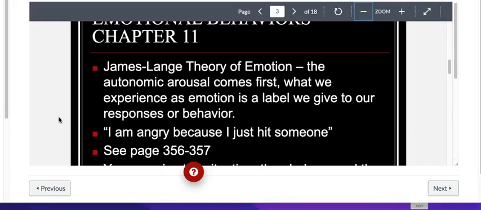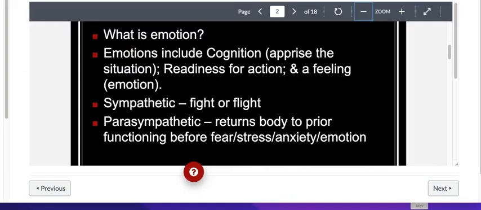What emotion have you felt today? What physical signs have you noticed? Have you ever jumped at a loud noise? That's your amygdala at work.